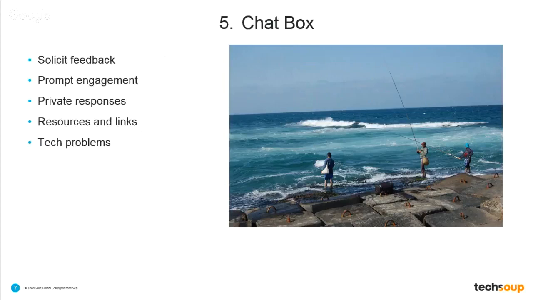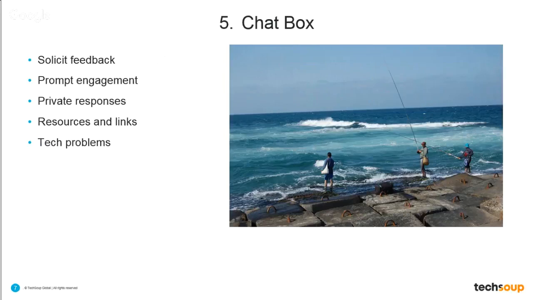And the administrator of the event can chat out to everyone or to individuals. So you can select the person that you wish to chat with privately if they're having a tech problem or if they're asking a question that may be outside the scope of your training for that day. The other thing you can do is you can chat out resources and links as we're doing now. And you can also use the chat box to help people that are having tech problems.